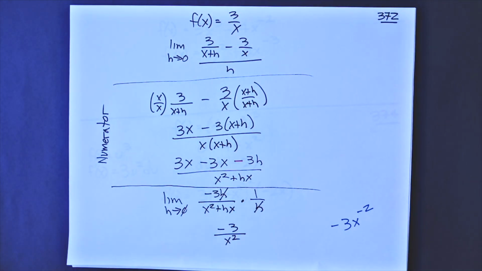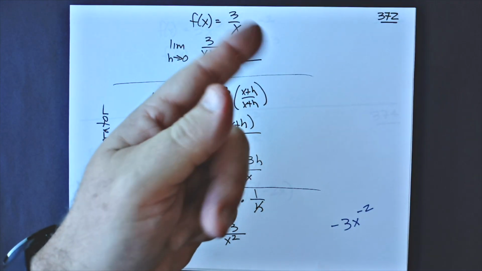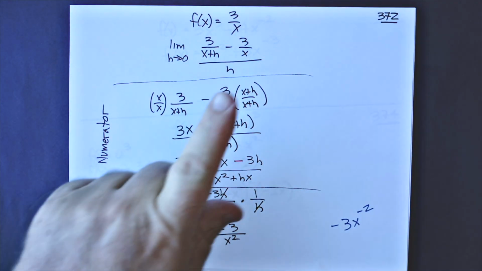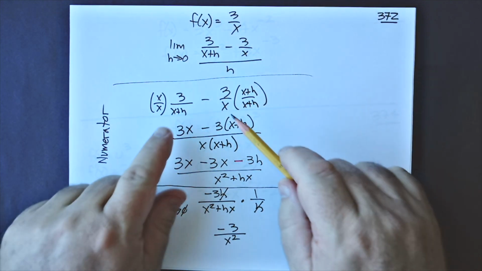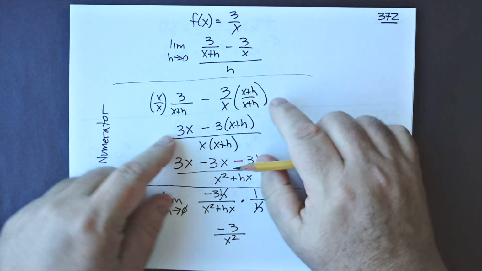And 372, same problem, same thing. We have 3 over x, same thing here. Now, in this case, we don't have to do the conjugate, but I do need to have a common denominator, which I'm just going to multiply these together.